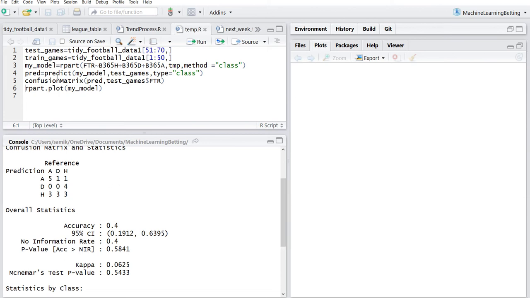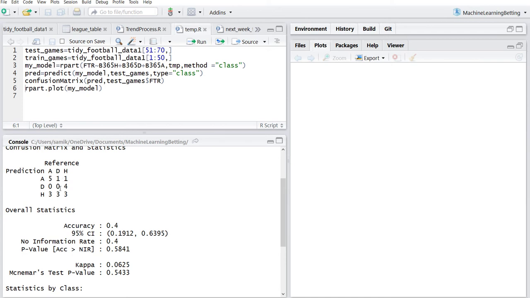So remember the test games were game 51 to 70, so there are 20 games that we try to predict. And here we can see that in 5 of the games, we predicted that the away team were going to win, and the away team won. So, great. Though there were two games where we predicted that it was going to be an away win, while actually it ended up being a draw and a home win.